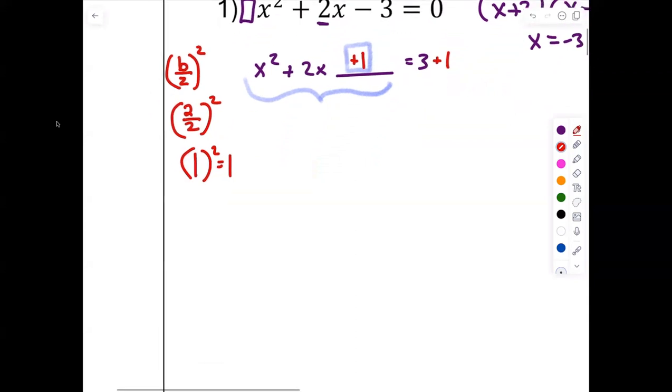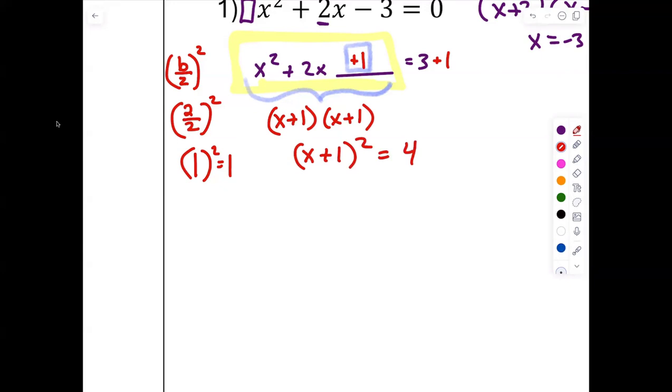Now, this right here will now factor. That is a perfect square. In other words, I'm going to do the work. That factors into x plus 1 times x plus 1. That's what makes it a perfect square. So I want to rewrite it as x plus 1 squared equals 4.